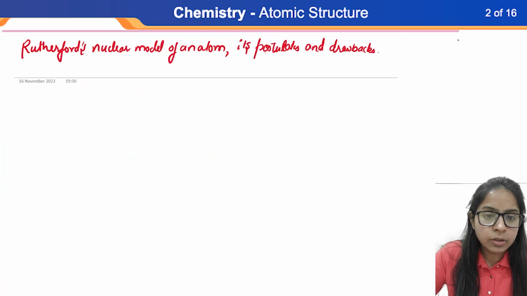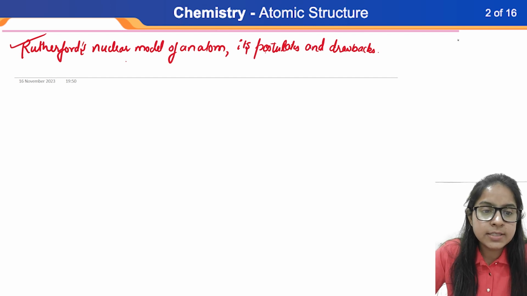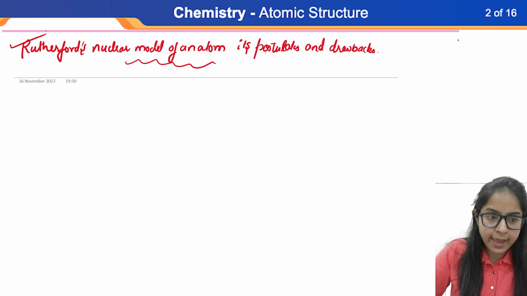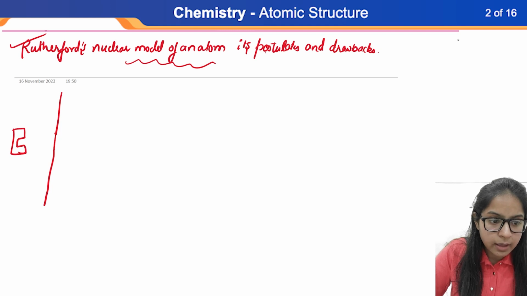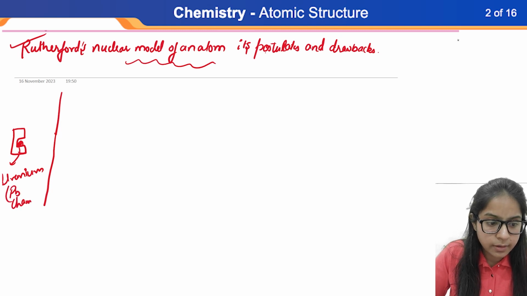Okay. After Thomson, we got Rutherford nuclear atomic model. Now we are going to discuss its atomic model, its postulates and the drawbacks. Rutherford did his experiment with a thin gold foil. He passed alpha particles, from uranium surrounded by a lead chamber. Alpha particles are bombarded through this gold foil.